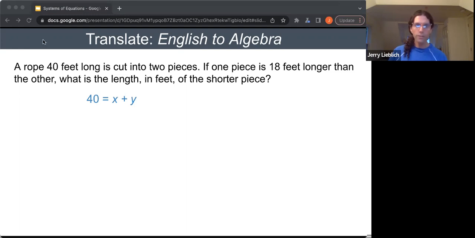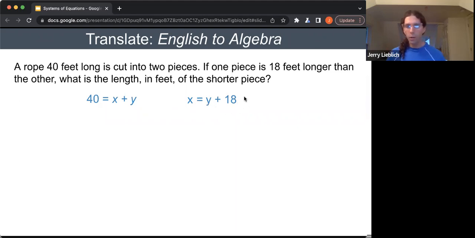So our first equation is just this first sentence, that the 40-foot rope is the short piece and the long piece added together. Our next sentence is a new equation: one piece is 18 feet longer than the other. So in this case, Y is our shorter side. And again, this is like that more than or less than. It's longer than the other. One piece is, that's our equal sign, 18 feet more than the other.